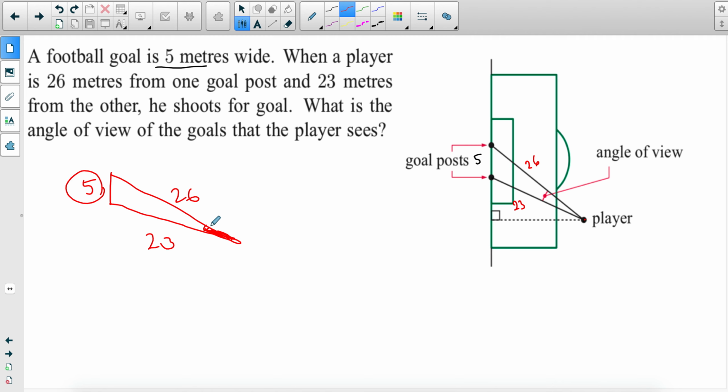So do pause the video, continue with this, and I'm going to reveal the answer in a few seconds. So the answer to this is 9.38 degrees.